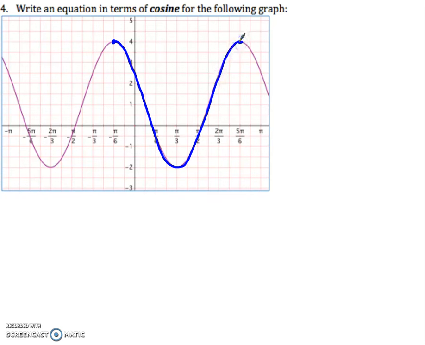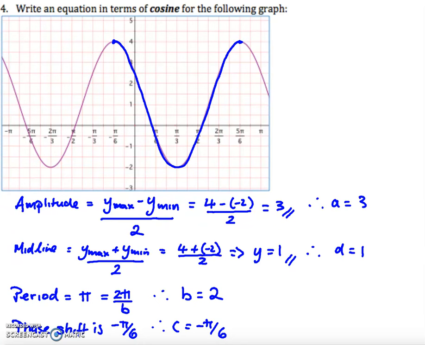I'd encourage you to do the same, and what I'd like you to do is just pause, have a quick go at this problem yourself, and then again we'll check our answers together in a moment. Okay, welcome back. So hopefully when you analyze the graph, you established first of all that the amplitude was 3.